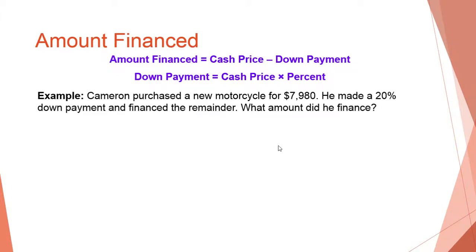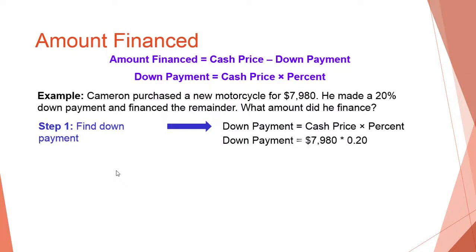So here's an example. Cameron purchased a new motorcycle for $7,980. He made a 20% down payment and financed the remainder. What amount did he finance? So first thing we need to do is find the down payment, which is the cash price times the percent. Cash price is $7,980 times percent of 0.20.